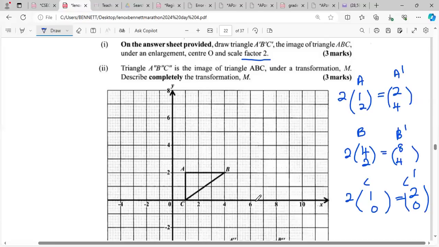A prime is supposed to be (2, 4). Remember, we have to plot the x first. So this is 2, and then your 4: 1, 2, 3, 4. So this is your A. B is now (8, 4). So you plot your 8 first, then you go to 4. See it? The triangle is already forming. So this is your B.